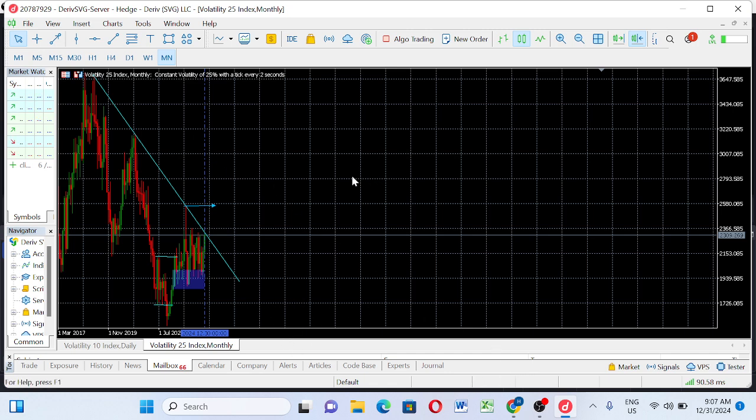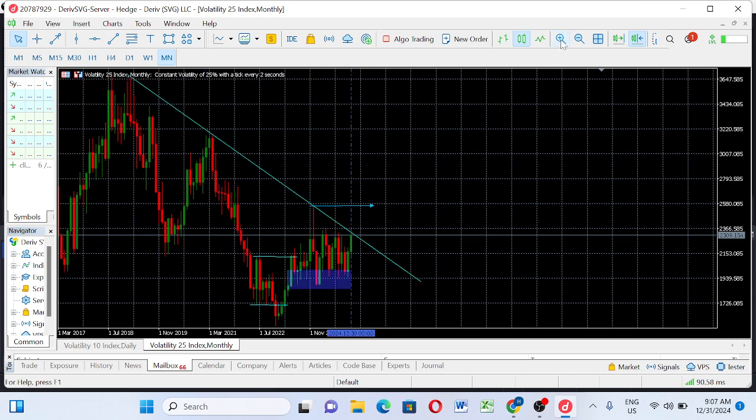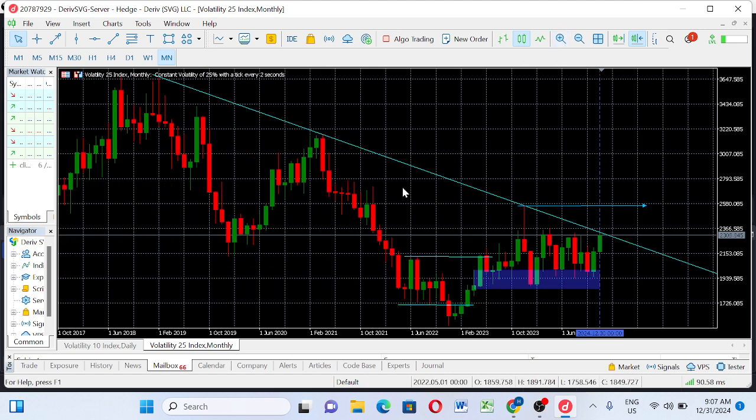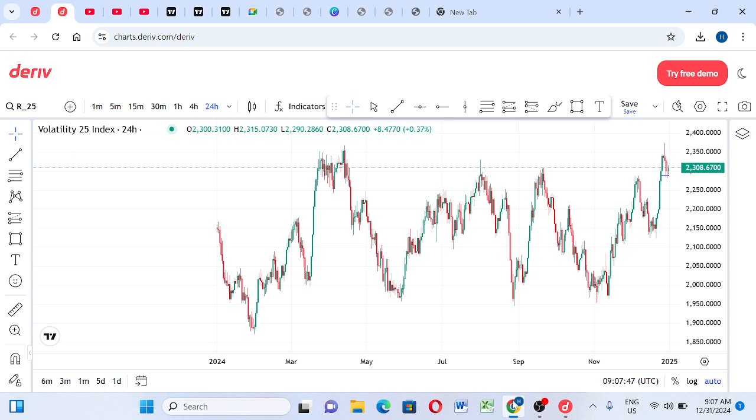Now I understand most of you would not really be familiar with this interface. This is the MT5 interface, you understand? This MT5 interface basically shows the reaction of price from the monthly time frame and the weekly time frame, which this other interface doesn't show.